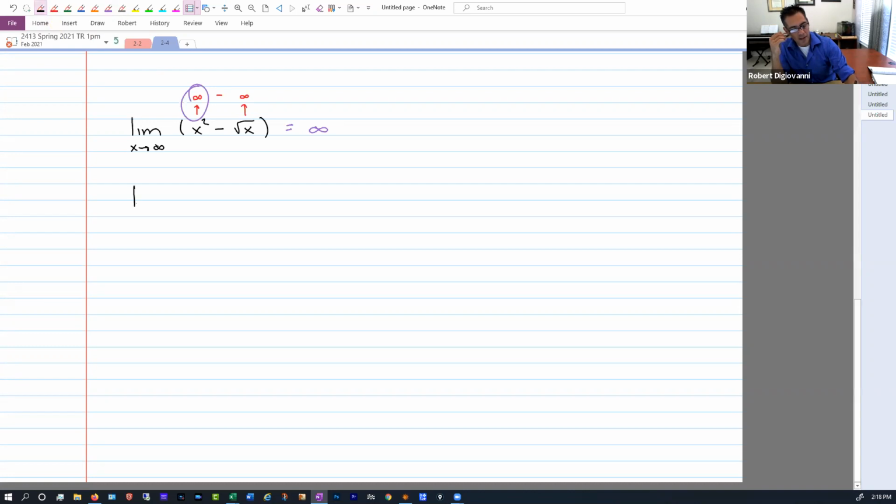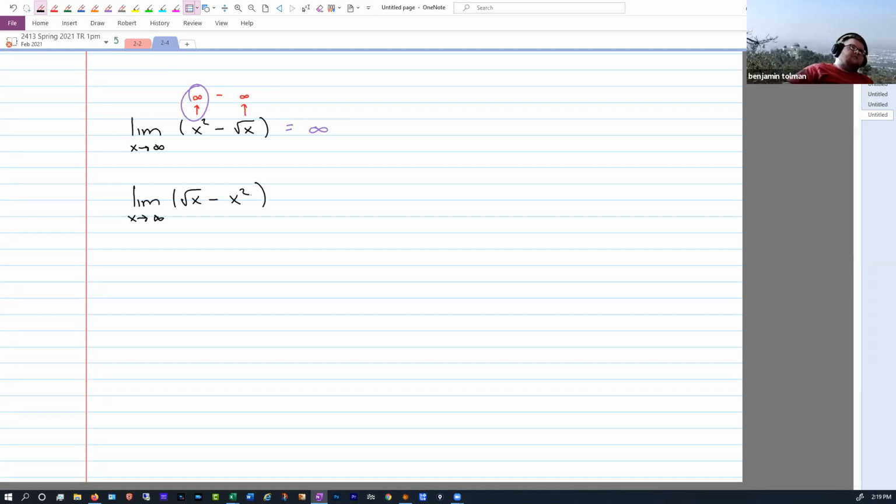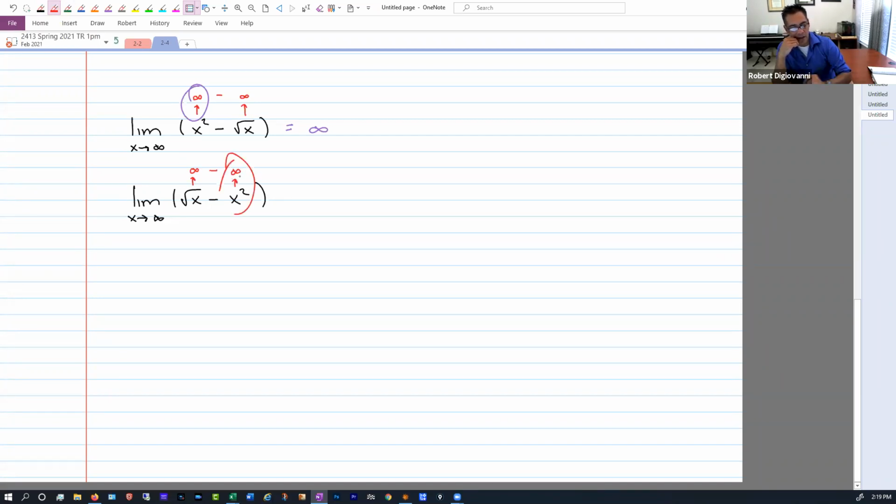Now, keep in mind that if I did it this way, what would our answer be? Negative infinity, because now this one goes to infinity and we're subtracting infinity, but this one's dominating, so I should have a minus infinity, not plus. Make sense? Because it's being subtracted. Okay, now try this one.